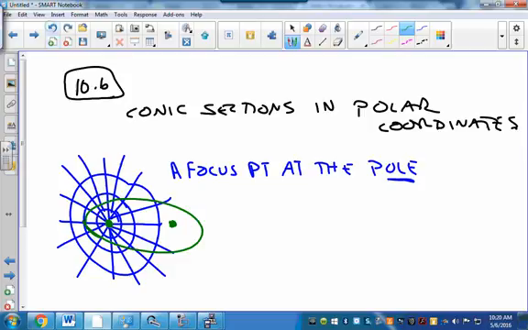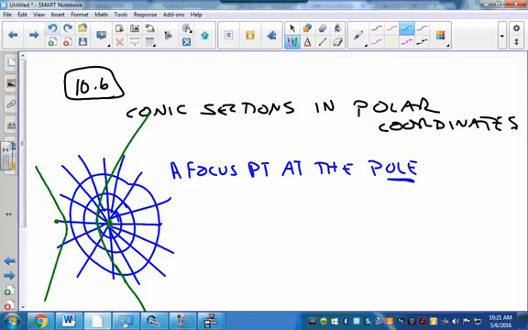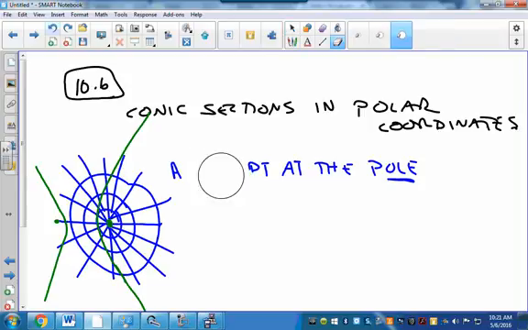If this were a parabola, and go back to your river and well problem, if that's the well, you can imagine a parabola looking like this. And again, there's going to be a focus point, the well, at the pole. Hyperbola is sort of the same way. You could have a hyperbola that looks like this, and one focus point is there, and there's another focus point over here. But we're just going to consider one of the two foci at the pole, the focus point at the pole.